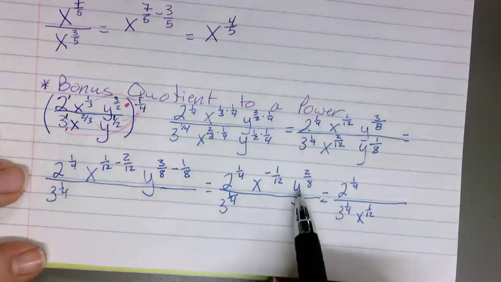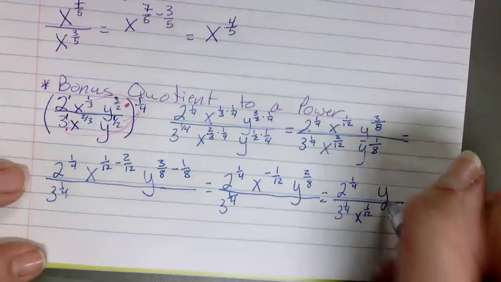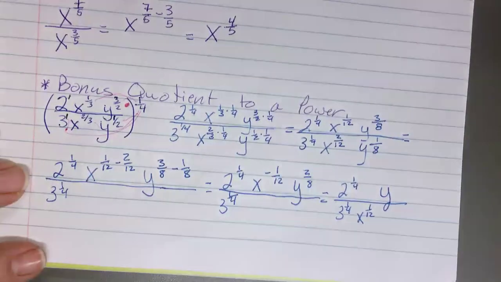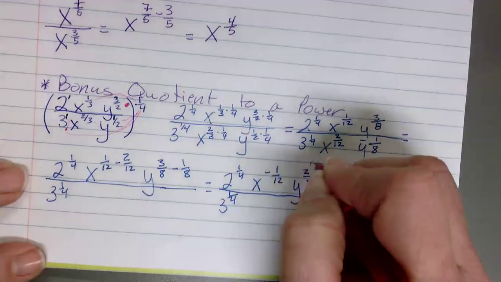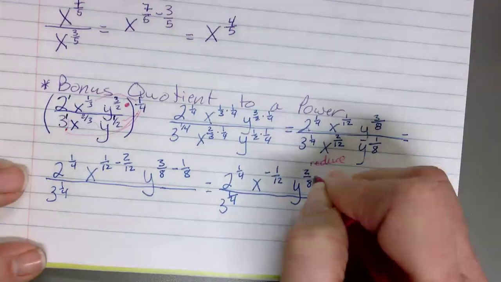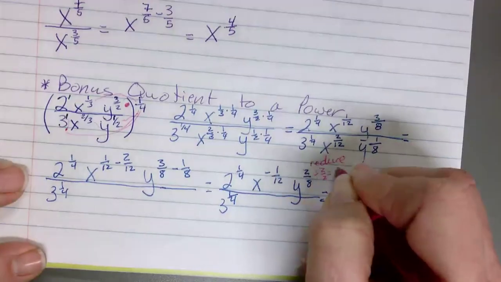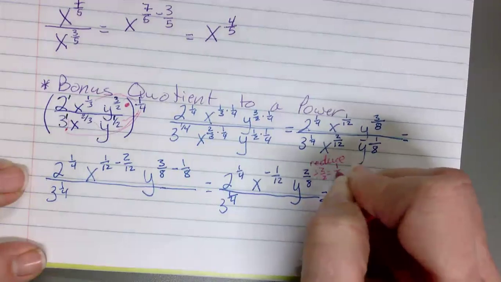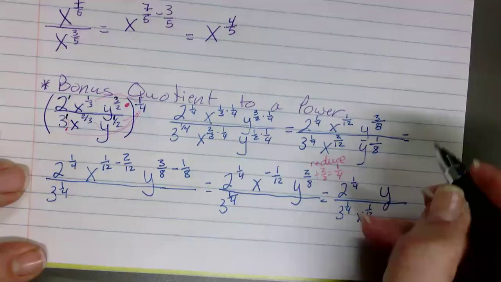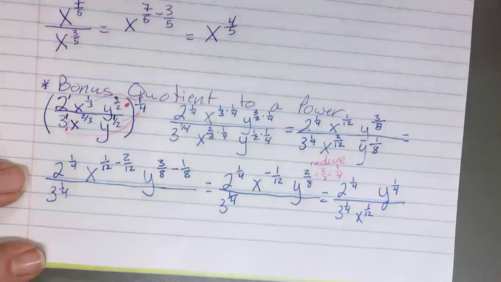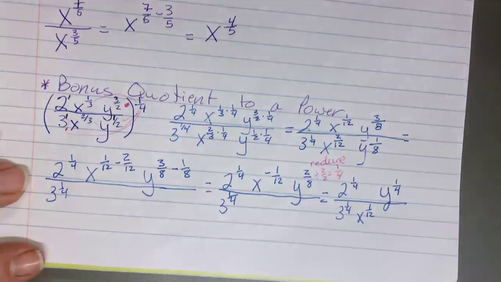And then the y will stay on top, but it should not be to the 2/8 because we should reduce. Divide by 2 over 2 because they're both even, and we get 1/4. So that'll be y to the 1/4. And that is your final answer.